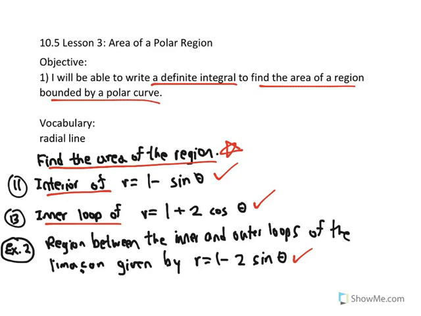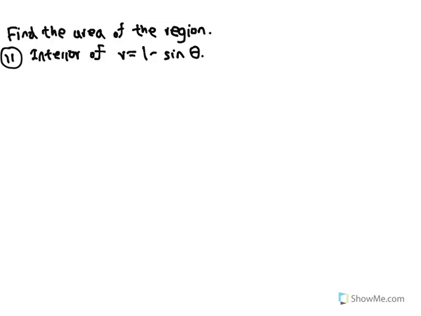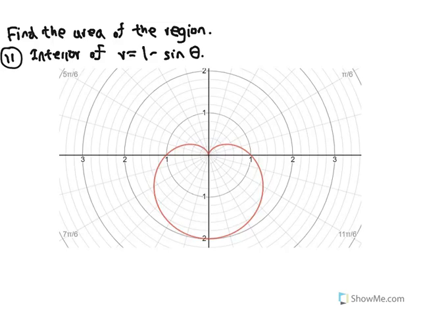Let's look at 11. Find the area of the region. The interior of r is equal to 1 minus sine theta. The first thing you should do is you should look at the graph of this polar equation. So here we have the graph of the polar equation, r is equal to 1 minus sine theta.